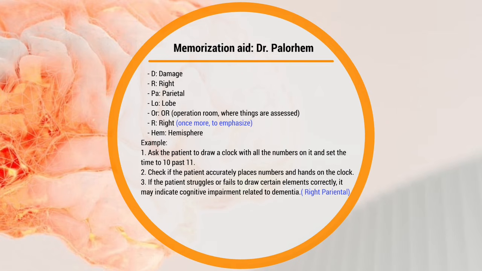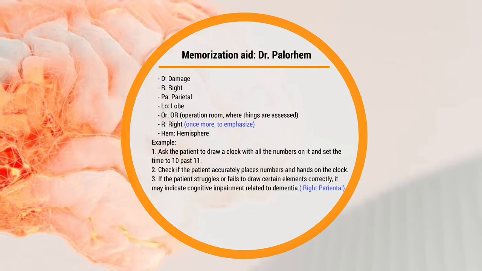For example, when we're talking about the clock drawing test, we're asking the patient to draw a clock with the numbers, right? It can indicate what deficiency the patient is suffering. For example, we ask them to set the hands to 10 past 11, right? Check if the patient accurately places the numbers and the hands of the clock. If the patient struggles or fails to draw certain elements correctly, it may indicate impairment related to dementia, and oftentimes that is the right parietal.